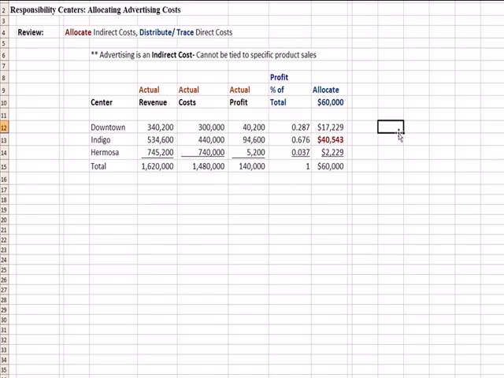And we decide that we're going to allocate $60,000 based on the profit of each center. So for example, in the downtown division, we're going to multiply 28.7% times $60,000, and that's the tool that we've used to allocate the advertising, with theory being that if you got results from advertising and sold more stuff and got more profit, you should be allocated the advertising expense.